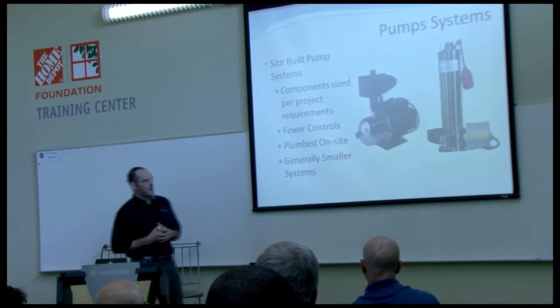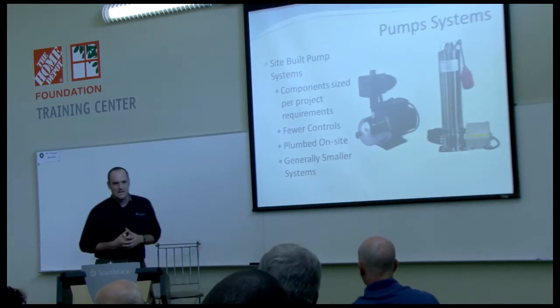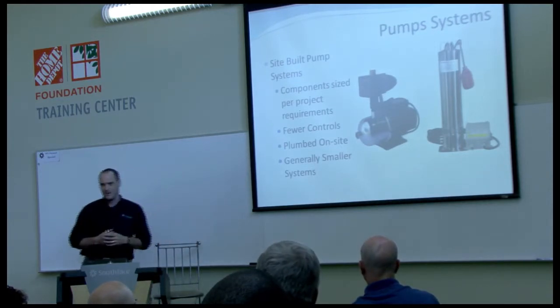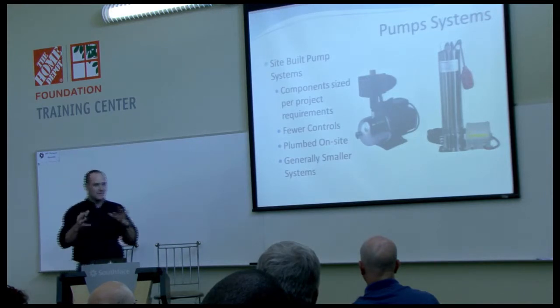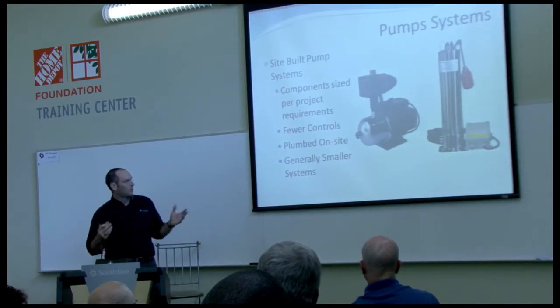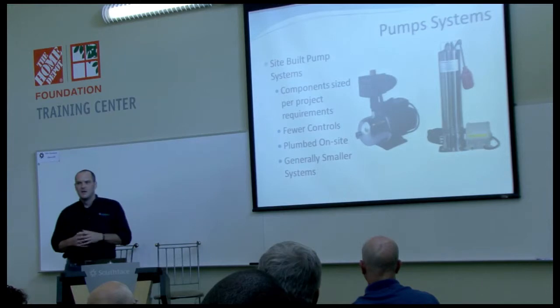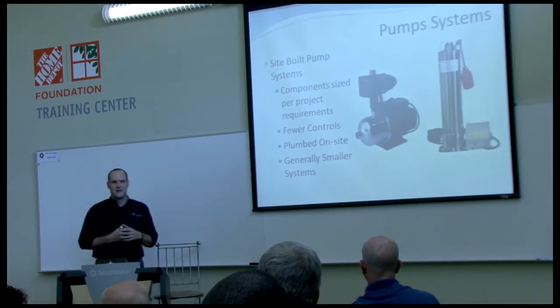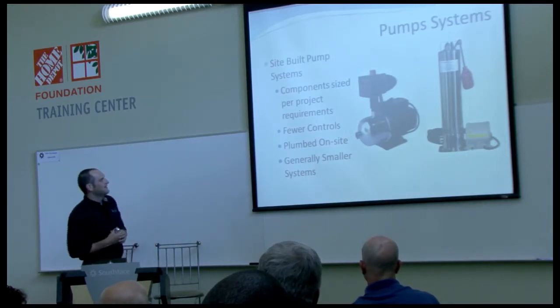Basically, we would size the pump to the project needs. If you had an irrigation system that required 30 gallons a minute at 50 psi, we would choose the right pump for that. Or if you're using toilet flushing, we would analyze what your instantaneous demand was and choose a pump based on that.